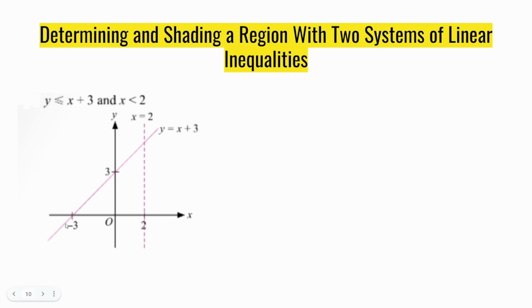So with these two dots, you just have to take a ruler and draw a straight line, and you have your equation line. Then x equals 2 is just a dashed line, if you recall from before, straight down the x-axis. Now we move on to shading. y less than or equal to x plus 3. This diagonal line is the equation line.